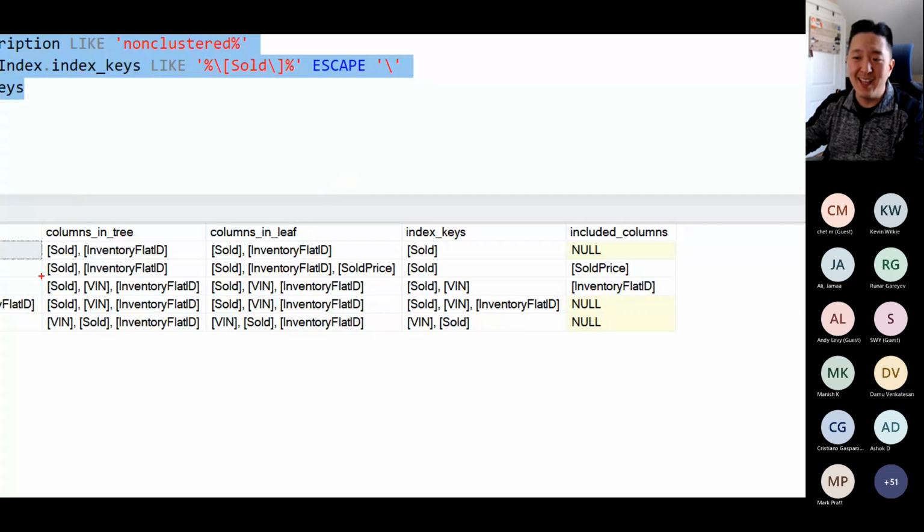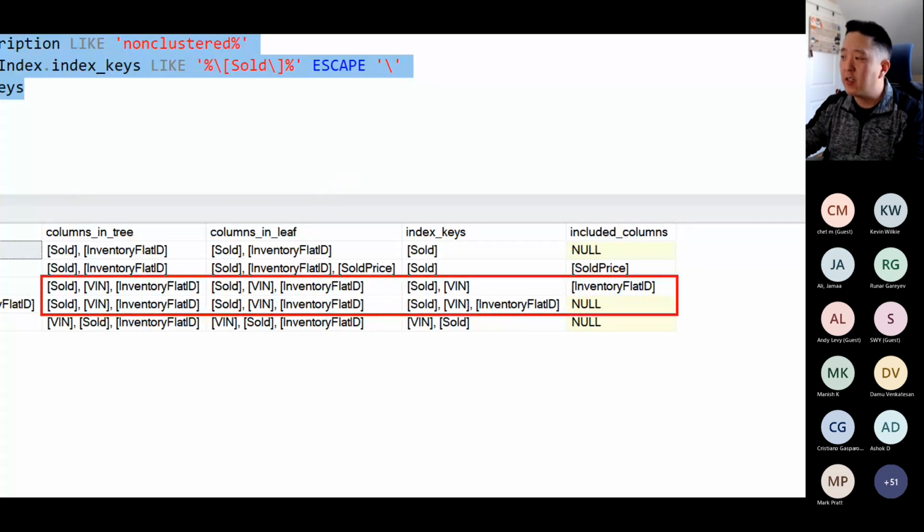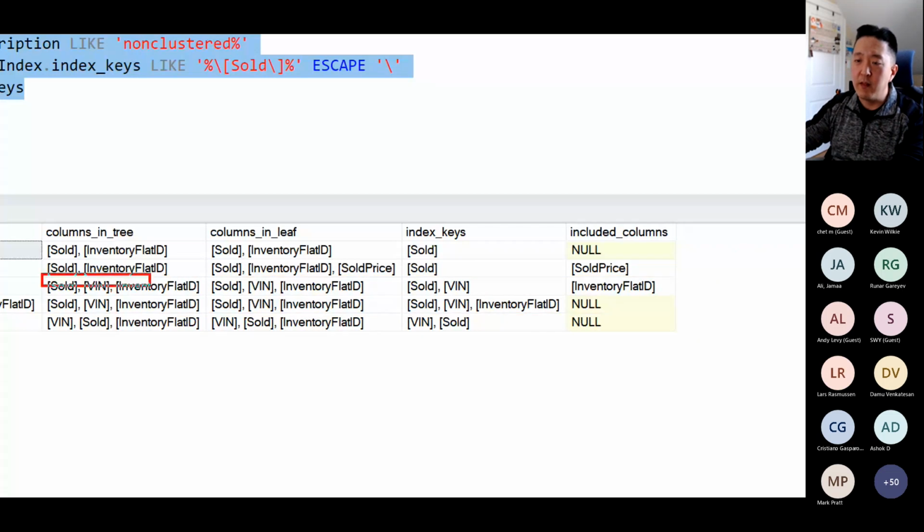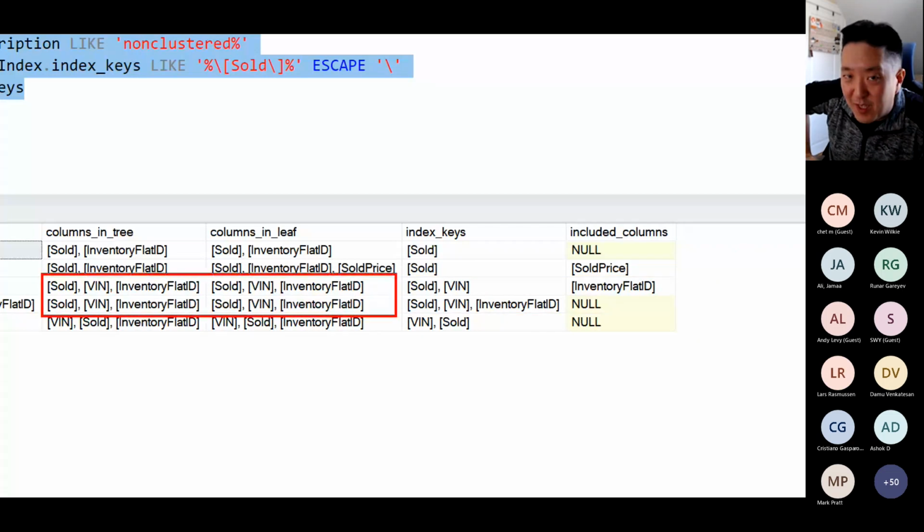What that means is that these two non-clustered indexes here, even though they are defined differently because one happens to have inventory flat ID in the index keys and one happens to have inventory flat ID in the included columns, structurally, these are exact duplicates of one another. And that, of course, is a waste. There's no point to this whatsoever, right? So something to be very mindful of. And that's why having these two values here can be very, very useful.